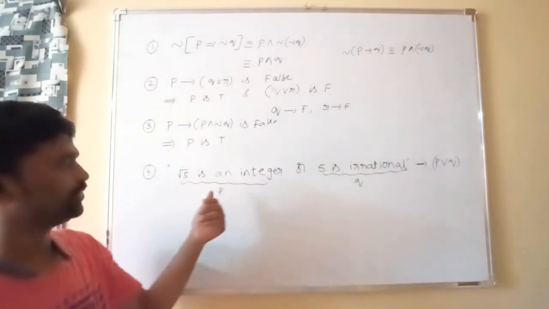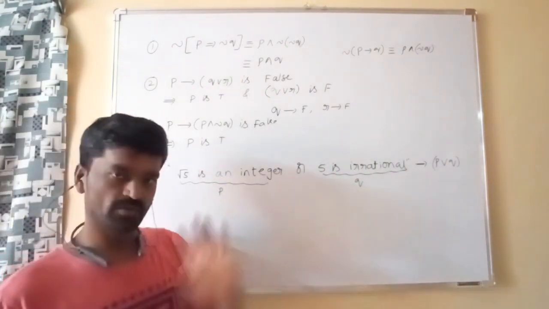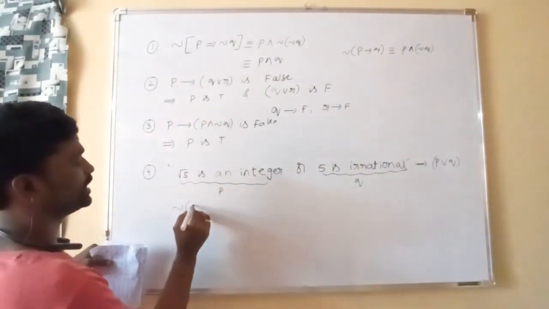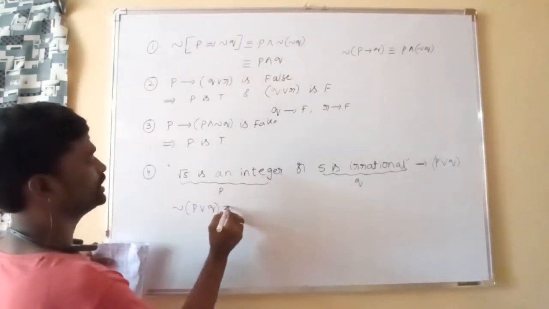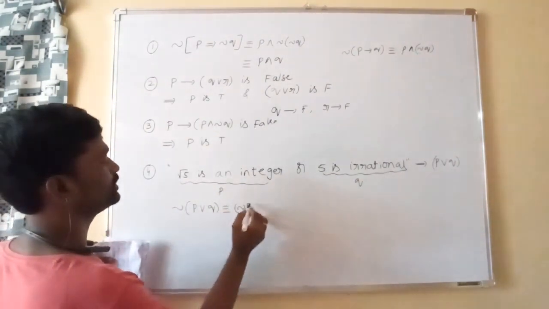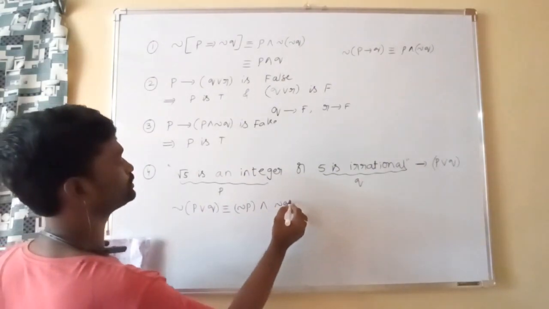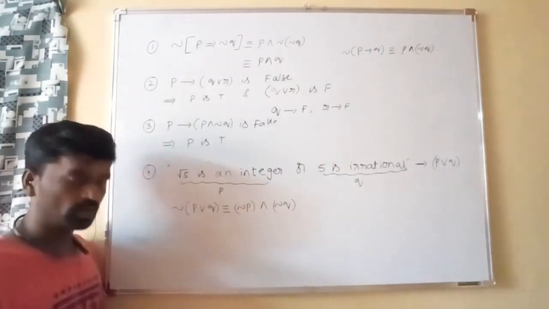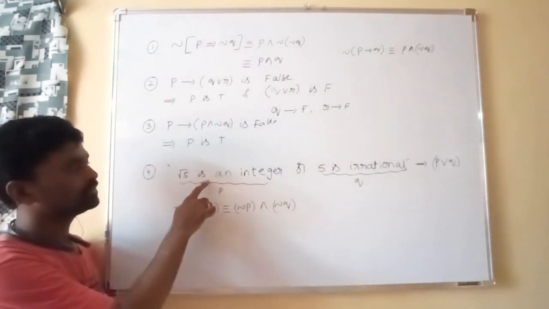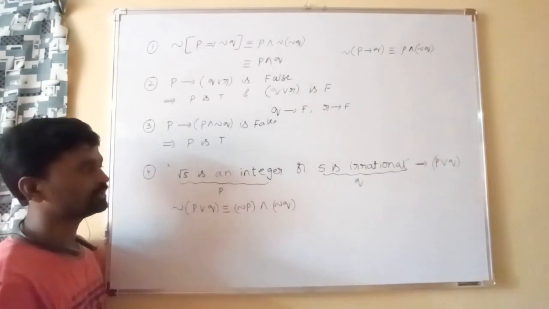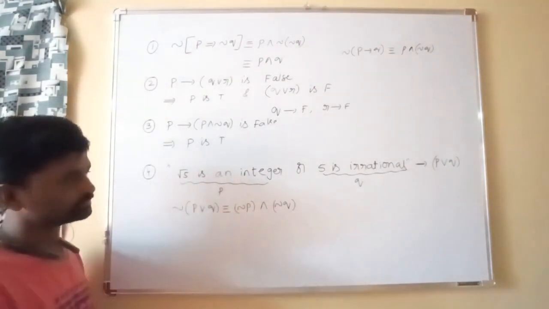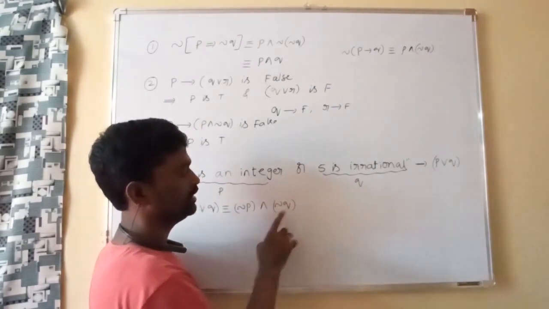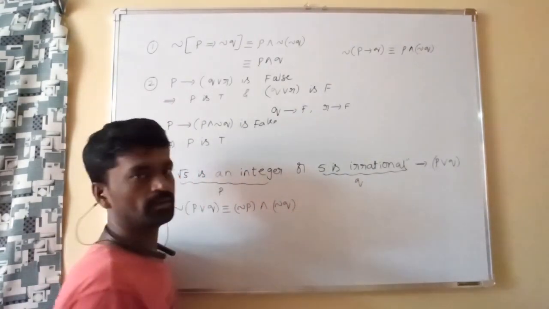And what is its verbal form? Root 5 is an integer or 5 is irrational. And we have to find its negation. So we know that the negation of P ∨ Q is logically equivalent to ¬P ∧ ¬Q. So this is the symbol form. Now we have to write it into verbal form. So what is the P statement? Root 5 is an integer. Then ¬P becomes root 5 is not an integer. And ¬Q: Q is 5 is an irrational number. So ¬Q becomes 5 is not irrational.